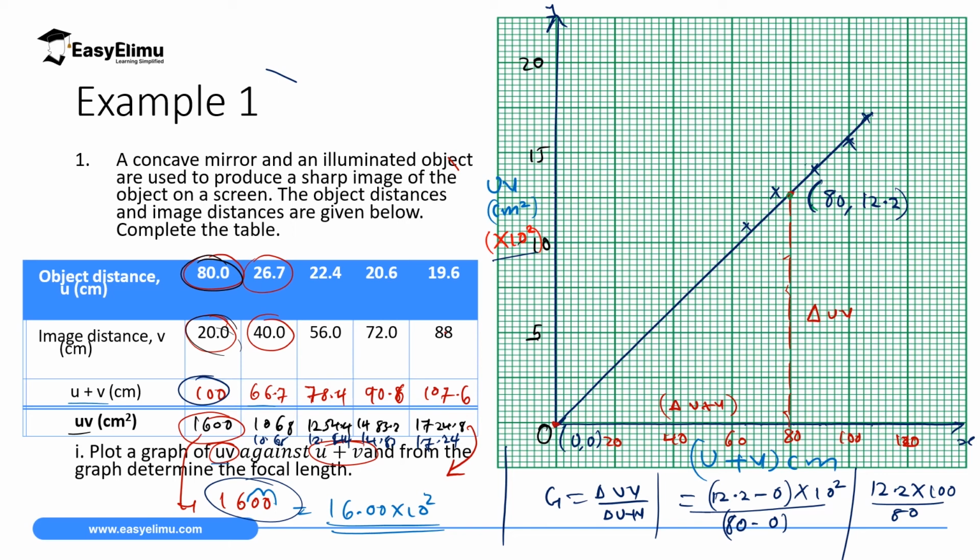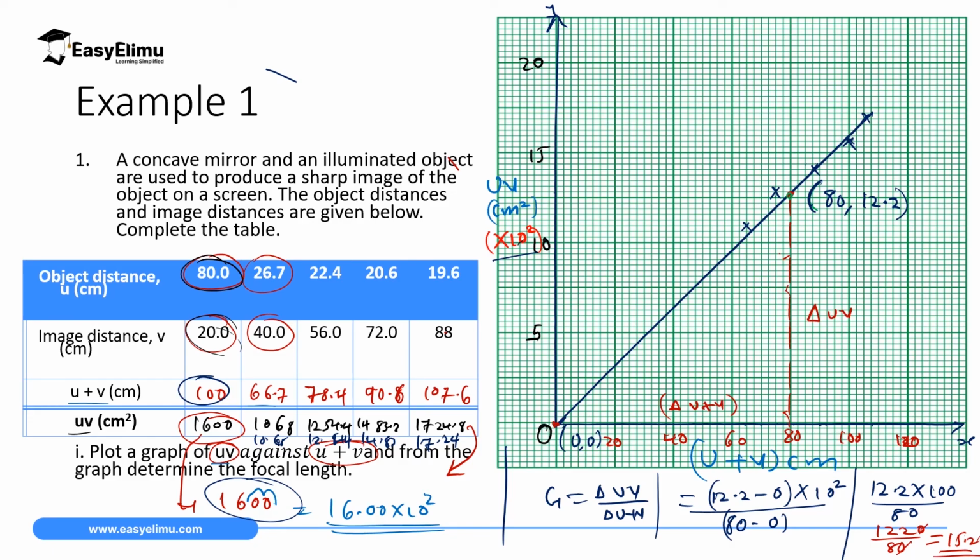And in this case, if we solve this one, we can solve it as 12.2 times 100 is going to be 1220 divided by 80. And then in this case, this 0 is going to go with that 0, and then 122 divided by 8. Divide by 8. What we are going to get is 15.25. So here we're going to get 15.25.